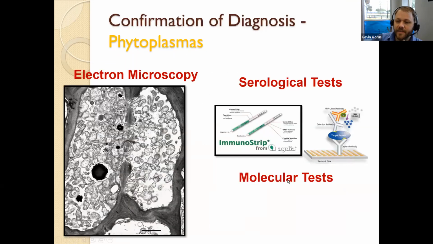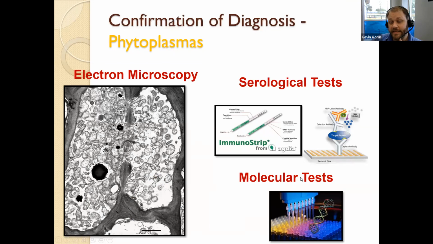And then molecular tests, of course, using DNA to get a positive identification of a particular pathogen. That also works. And what I don't show on this slide is just plain old microscopy, which is the first thing typically that diagnosticians use. It's just a good old light microscope to get in there and look around on the plant and see what's going on.